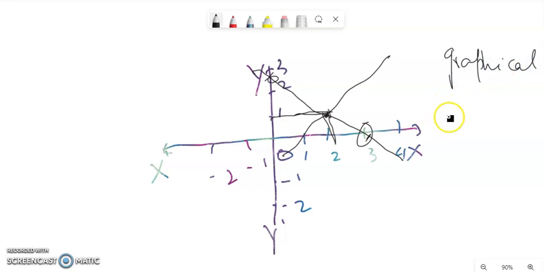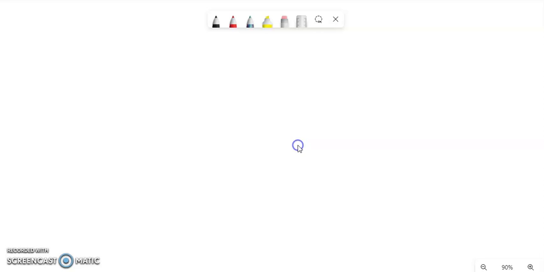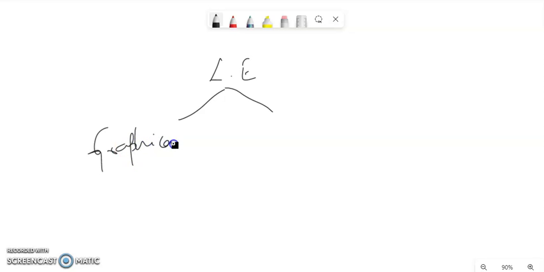The other method is the algebraic method. These are the two methods in which I can solve linear equations in two variables. One is the graphical method, the other is the algebraic method. Do not worry, in the next video I will be showing you completely how to solve it in a graphical method, followed by the algebraic method. The methods to solve linear equations are two: one is the graphical method and the other is the algebraic method.